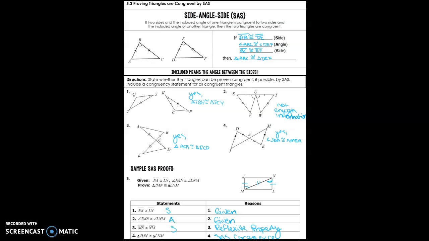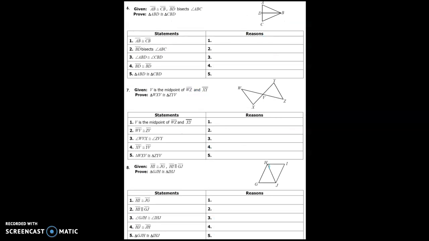Okay, now let's keep going. So for number 6, we have a little triangle, so ABD and CBD, and we want to know if those are congruent triangles. So we know that AB is congruent to CB, and BD bisects angle ABC. So therefore, those angles up top are congruent because they're bisected, and that line in the middle is congruent on both sides for the triangles.